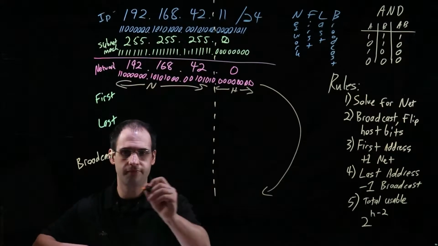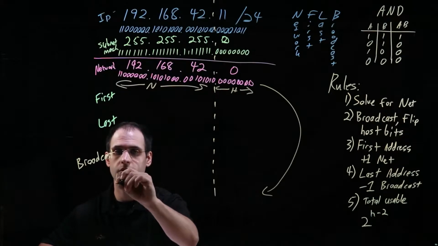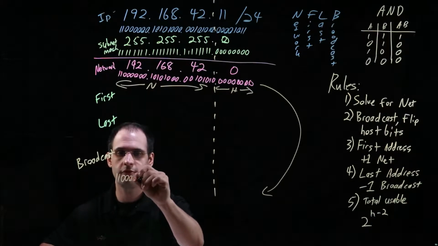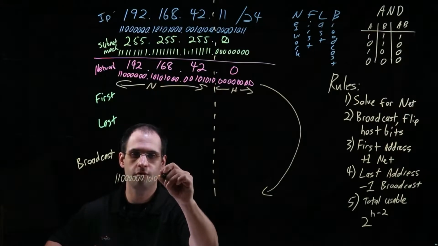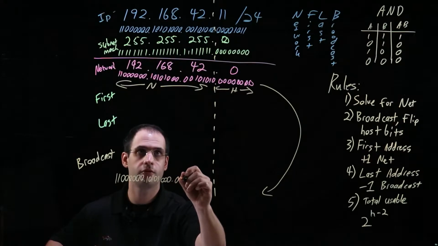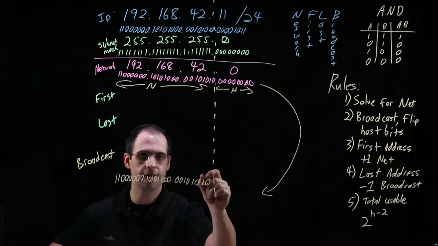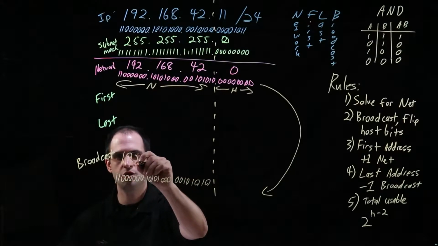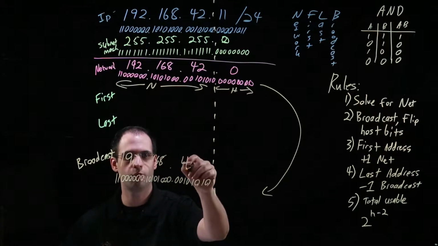So if I bring this down, I've got 1, 2, 3, 4, 5, 6, 1, 2, 3, 4, 5, 1, 2, 3, 0, 0, 1, 0, 1, 0, 1, 0. And that is our 192.168.42.